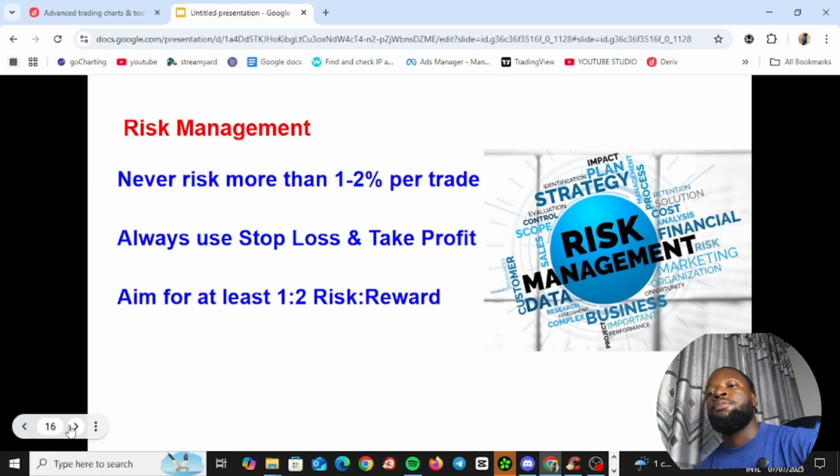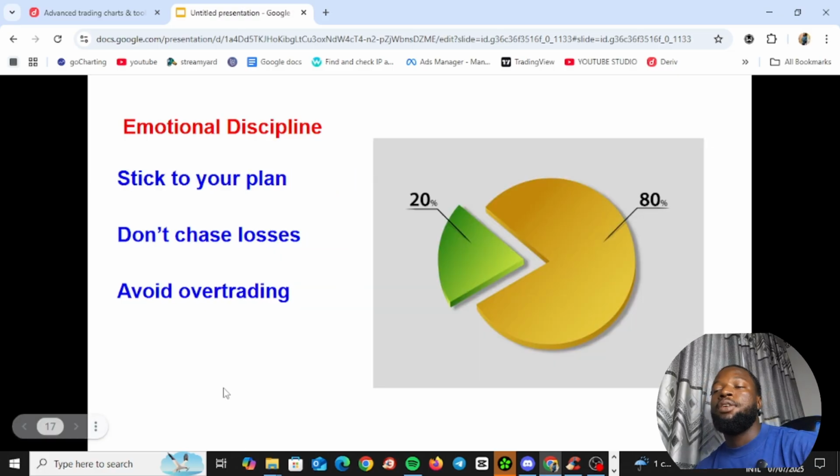Okay, and also emotional discipline. This has to do with the psychological aspect of trading. You stick to your plan. Do not chase losses and avoid overtrading. The less you trade, the better you are going to be performing. The more trades you take, the more losses you are going to incur, and that is not what you want for yourself.